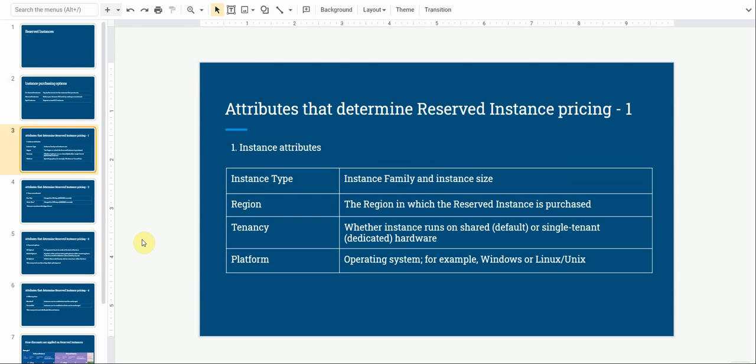There are quite a few attributes that determine reserve instances pricing. One of the attributes is instance attributes. Instance type, which consists of instance family and instance size. Region in which we are purchasing the reserve instance. Tenancy, which means the instance is running on shared or dedicated hardware. Platform, which is nothing but operating system.